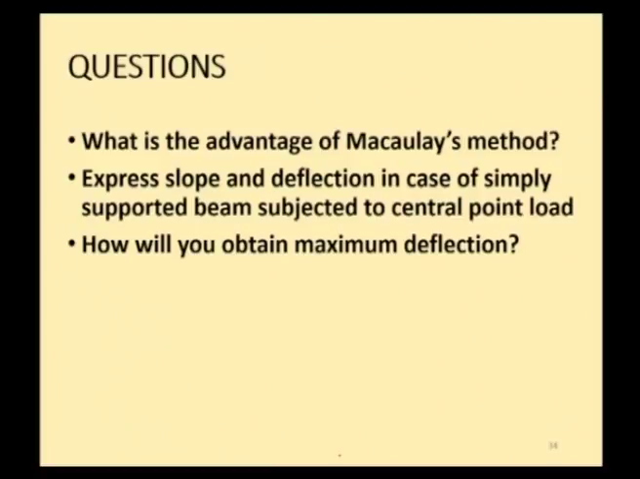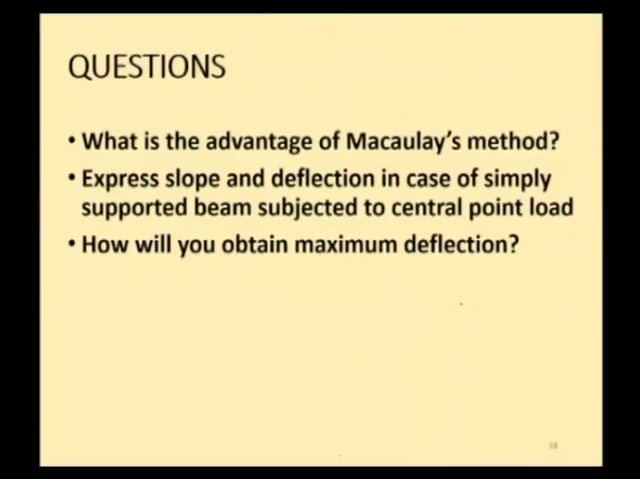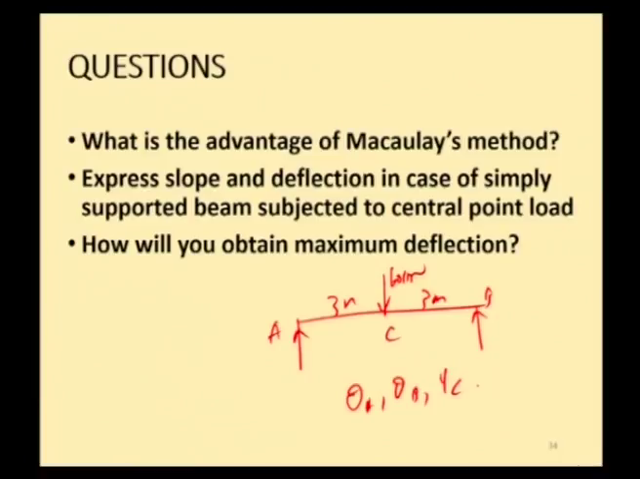Then express slope and deflection in case of a simply supported beam subjected to central point load. Then how will you obtain maximum deflection, or where will you get maximum deflection? And you may be given numerical examples like this: a simply supported beam with a central point load of 60 kilonewton, say 3 meters, A, B, and you will be asked to calculate theta A, theta B and y C. So, this sort of examples we can expect.